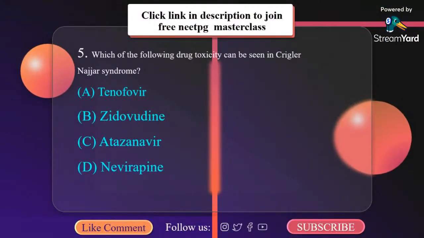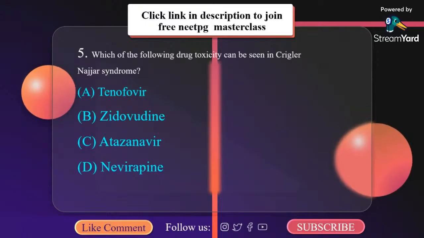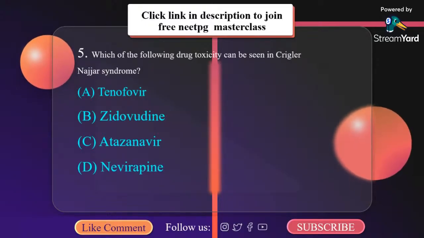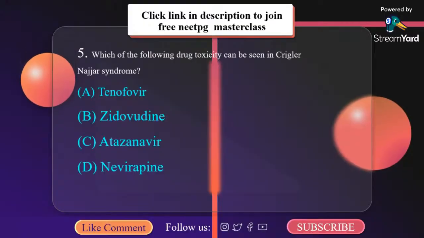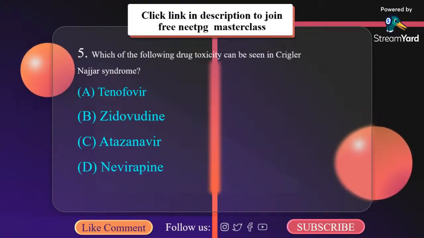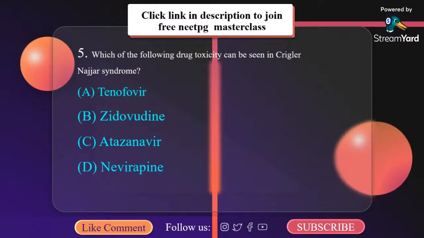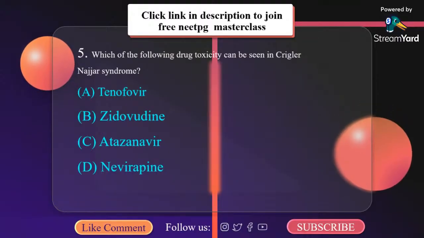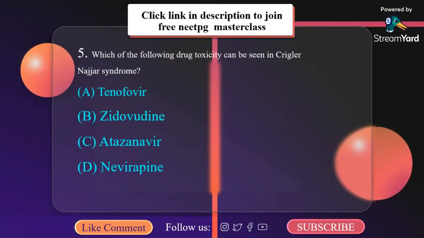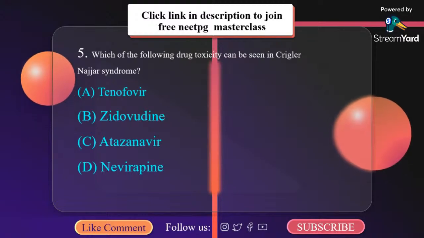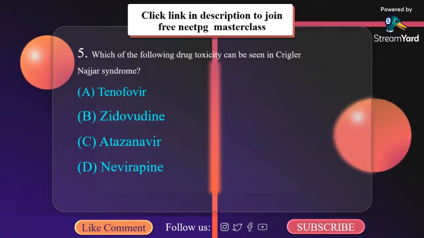Which of the following drug toxicity can be seen in Crigler-Najjar syndrome? See, the drugs with established toxicity in case of Crigler-Najjar syndrome are irinotecan and atazanavir. These drugs are metabolized by glucuronidation. Now, let us look at the options. A. Tenofovir, B. Zidovudine, C. Atazanavir, D. Nevirapine. So the correct option here is C, atazanavir.